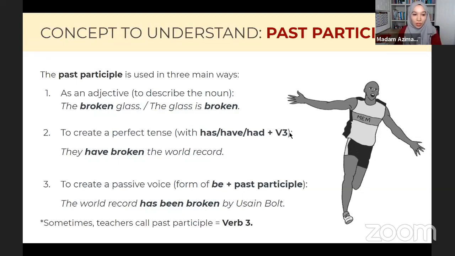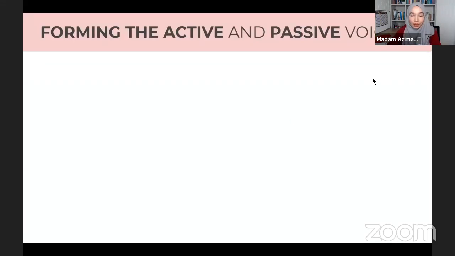Okay, so past participle, very important because it's used in these 3 ways and you might get confused, but our concern right now is number 3. We want to use it to create a passive voice. Okay, and I'll give you the formula for forming this afterwards. Okay, so forming the active and passive voice.